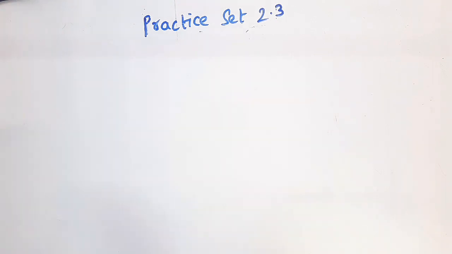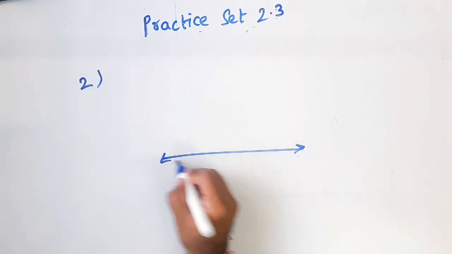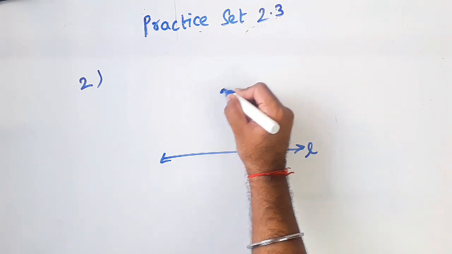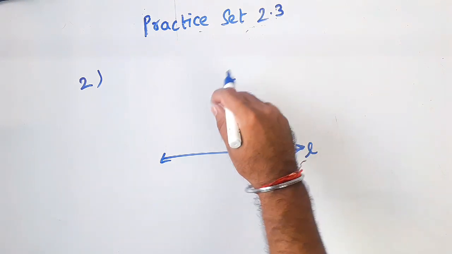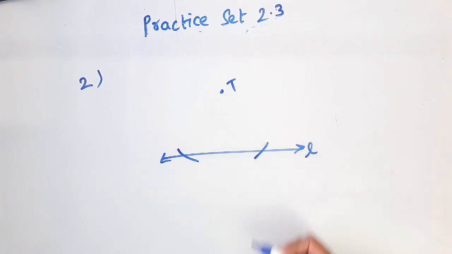The second one says draw a line L. So we are drawing line L of any measure. Take a point T outside the line. We have taken point T outside the line. Through point T, draw a line parallel to L. So it is the same as the first one, only the names are different. Again I'll show the steps. At point T, take a suitable measure, place the rounder, cut 2 arcs here. Place your rounder here, draw the arc, place your rounder here, draw the arc.